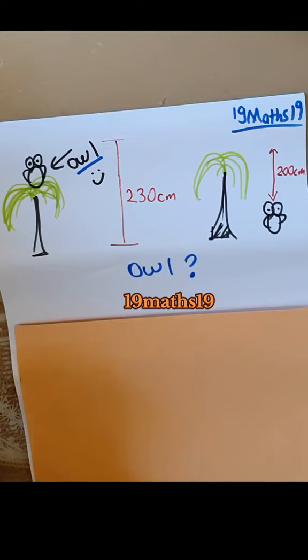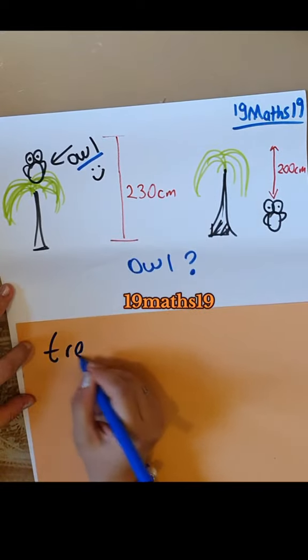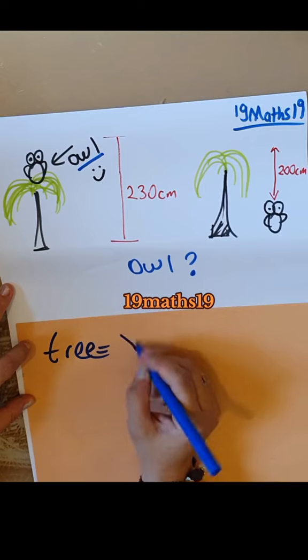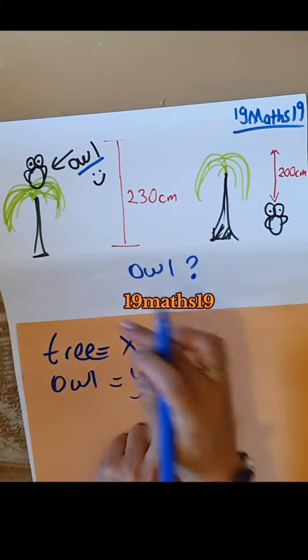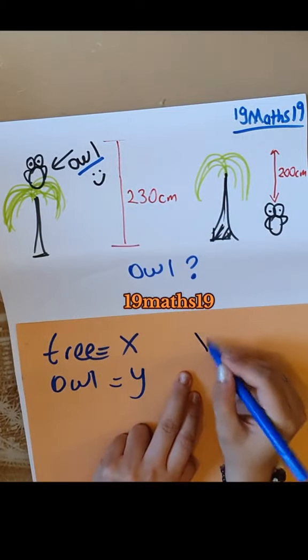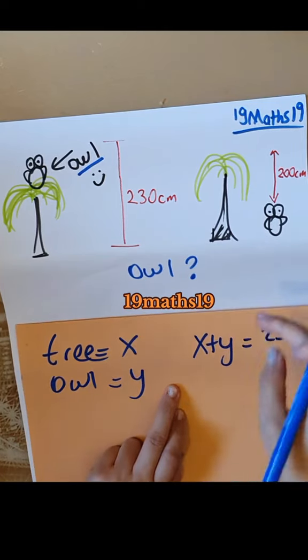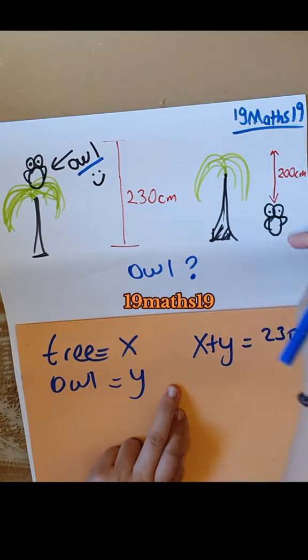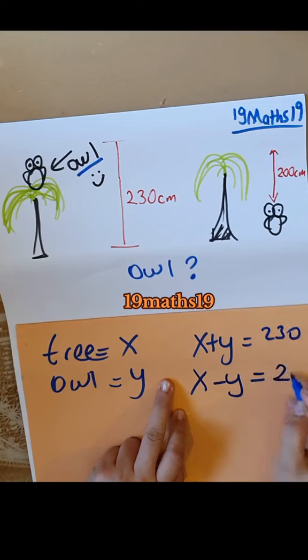You can use x and y. If you say 3 is x, 1 is y, okay? So x plus y is 230. 3 is x, take away y is 200.